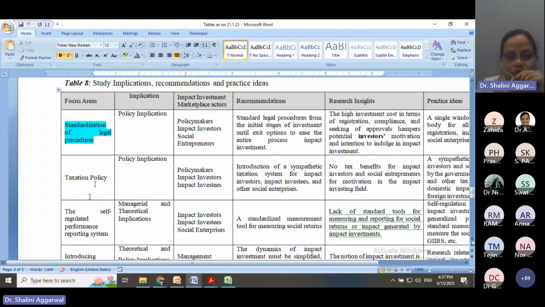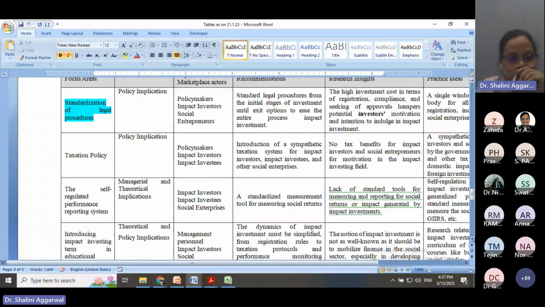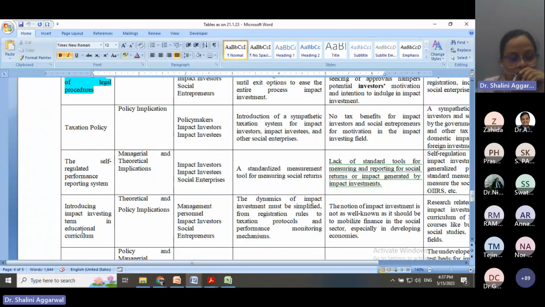The self-regulated performance reporting system should be there. Introducing the impact investing term in the educational curriculum. This topic should be incorporated into the education system, because it will help the younger generation understand that earning money is not the only important thing, but we have to move beyond that. We have to be ethical as well. So if we talk about this in the curriculum, it will benefit the younger generation. So this is one of the implications of the study.